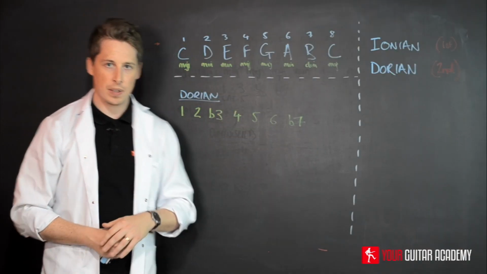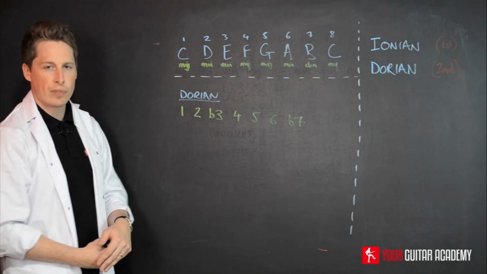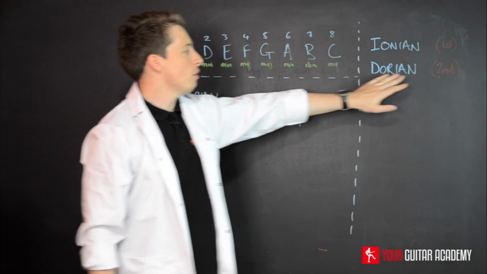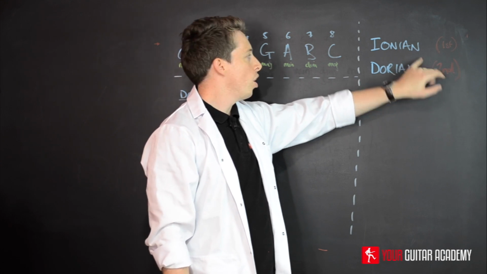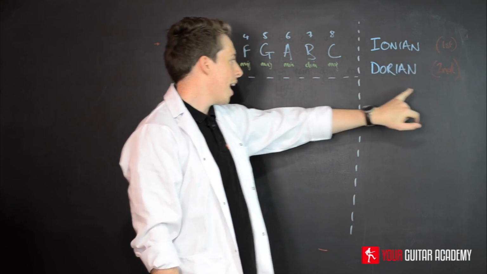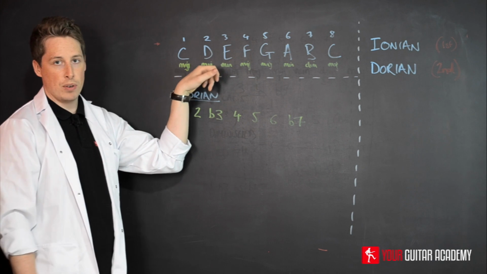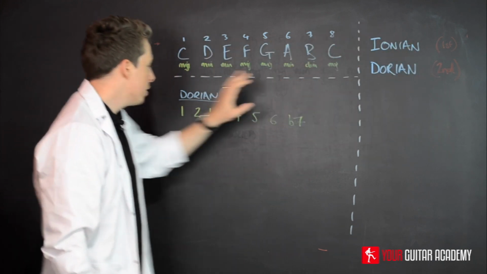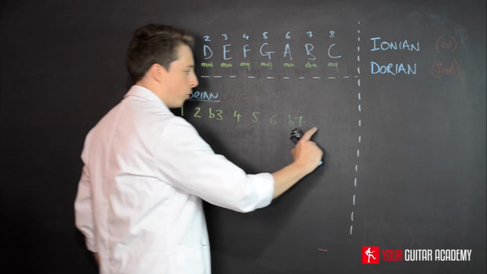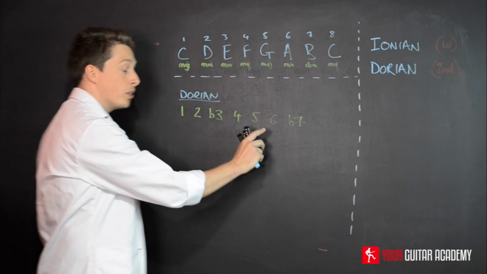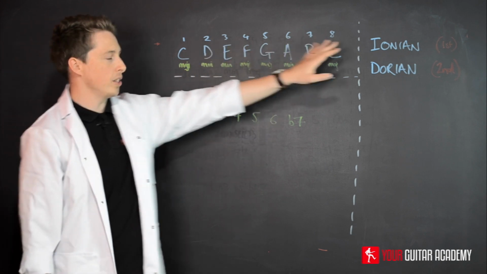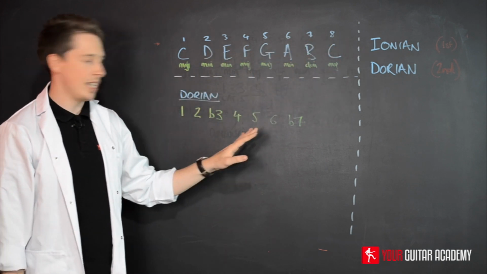Your first task is, I guess, threefold. One, you're remembering the name Dorian. Two, you're remembering that it's the second degree of the major scale, and therefore it's a minor mode. You're also going to try and remember this formula. Now, this will come into its own, and it will become really clear why we're remembering this as well as this in a later video.